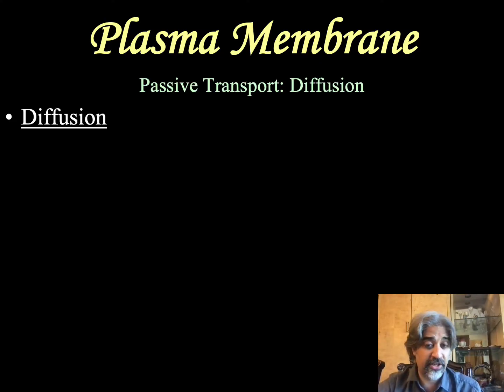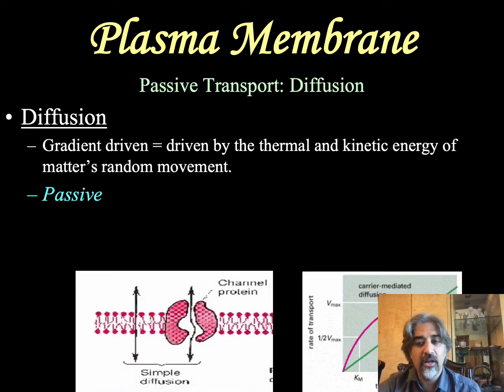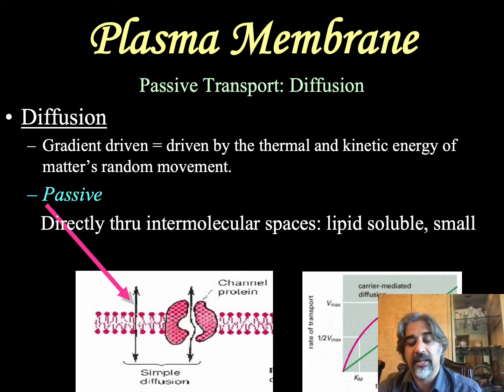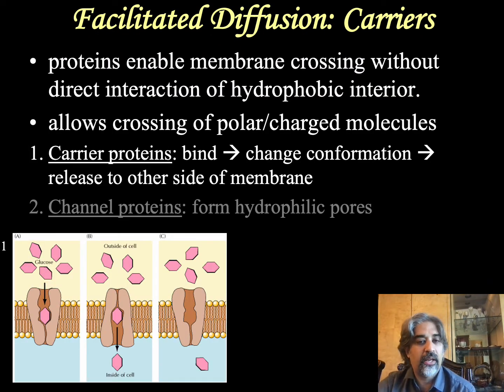So for these small charged ions, we do need channel proteins, which will form a water-filled tunnel through the membrane for passive passage of substances. And the rate of this simple diffusion depends on the kinetic energy of the system, the number of membrane openings, and the concentration gradient. These channels are characteristically specific for certain ions. Carrier proteins are different in that they don't just form a pore. They are going to change conformation after they bind with whatever molecule or ion it is that they are transporting, and then release it to the other side.